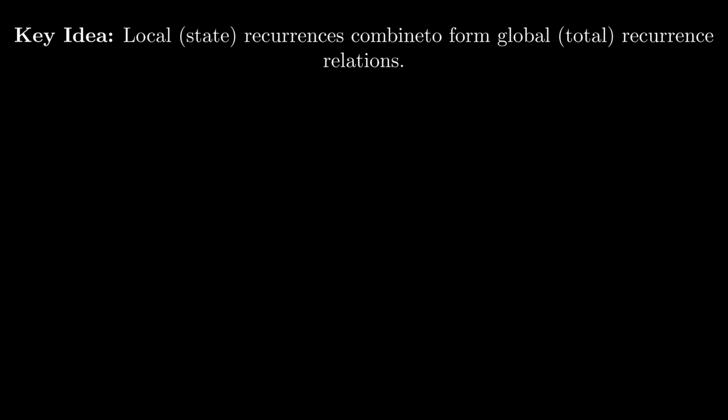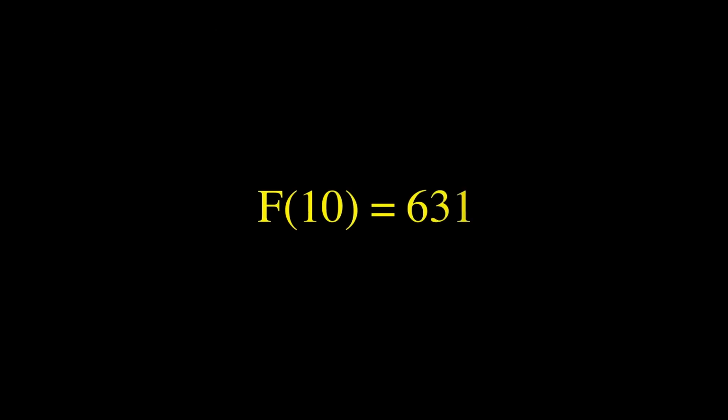Using this, we can start from F of 1 by just reasoning that it can be either A or B, and then we can build this up all the way to F of 10 equals 631.